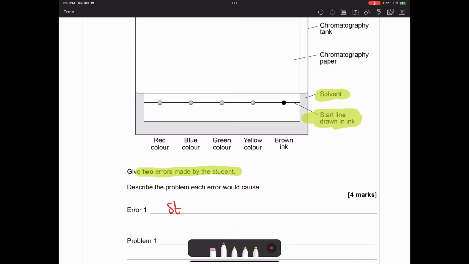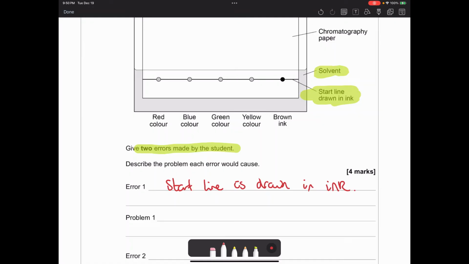So error 1 is the start line is drawn in ink. That is a mistake. And then you've got to say the problem that it will cause. Well, if I've got my start line drawn in ink, it will mix, or the start line will mix with the solvent, okay, and mess up and basically contaminate the results. What should be done, it should be drawn in pencil, because pencil is insoluble.